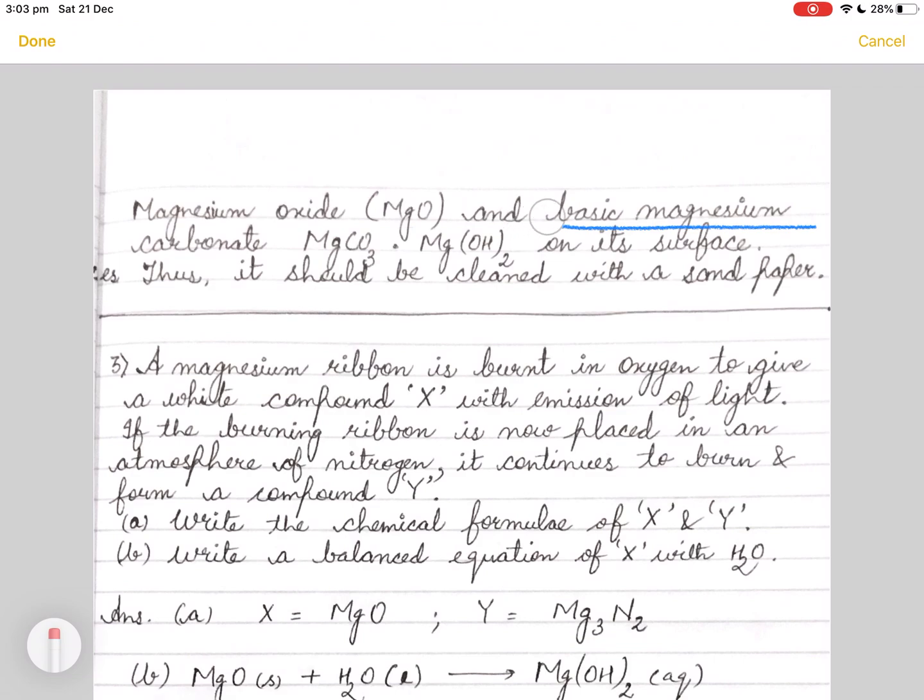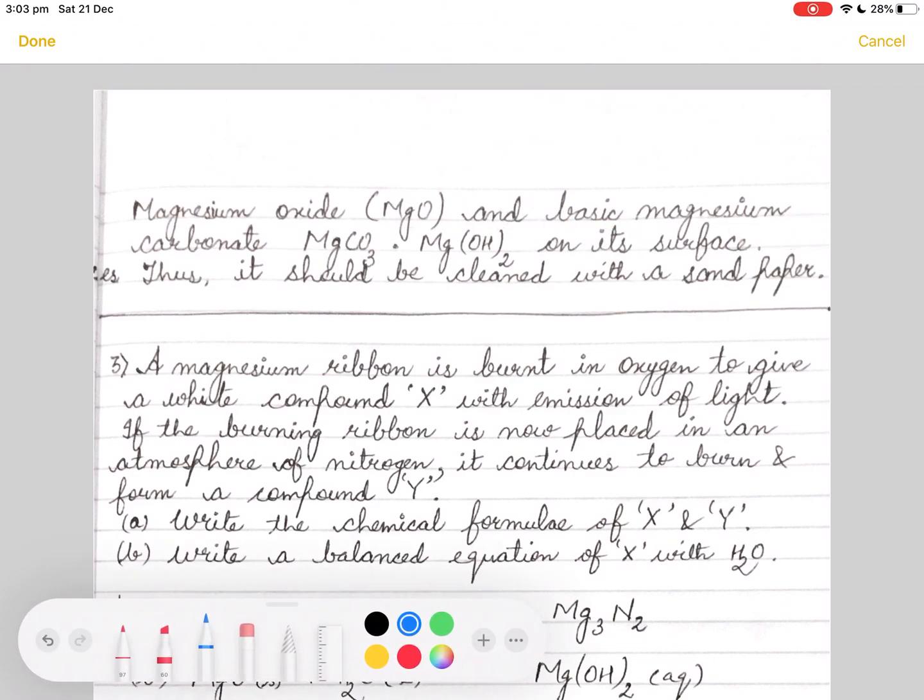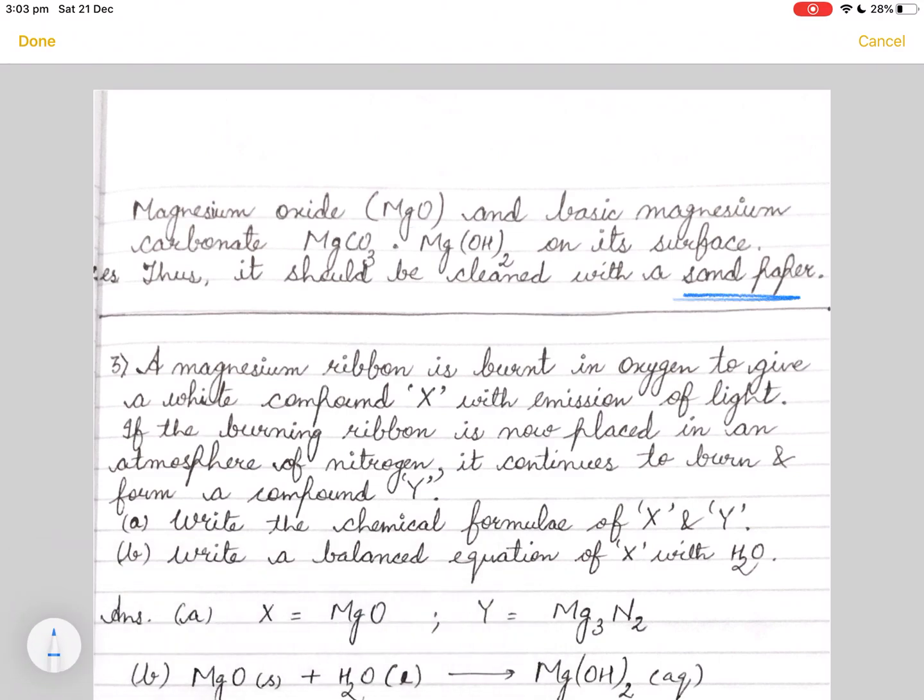So these two layers are formed on its surface, and it's very, very important to rub its surface with a sandpaper to clean it. Otherwise it won't burn. So this is the answer for this question.